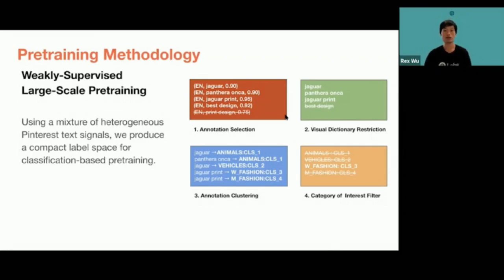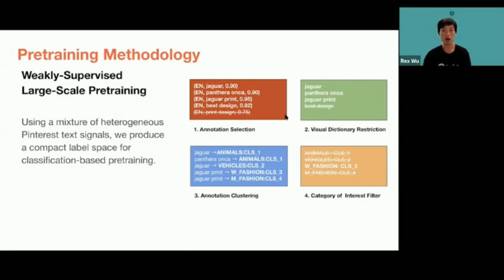Second, we select only those annotations that can be distinguished visually. For example, base designs will be filtered out. Third, we cluster the annotations to reduce the cardinal label space. Note that two annotations can be clustered into one single cluster. For example, jaguar and panther both will be clustered into the animal class. And also an annotation can belong to multiple clusters. For example, jaguar can either be an animal or a car brand.